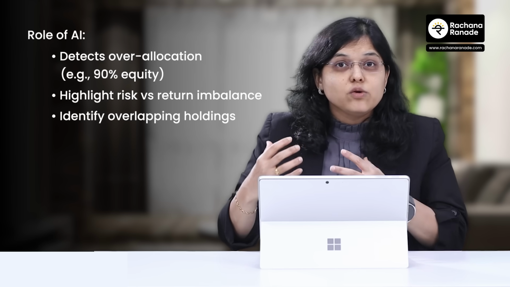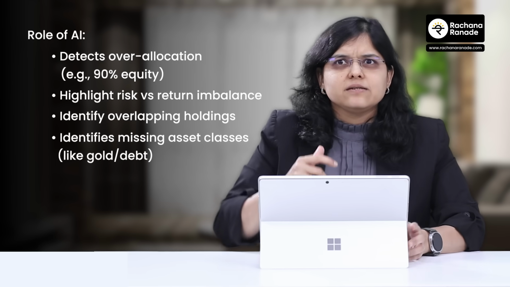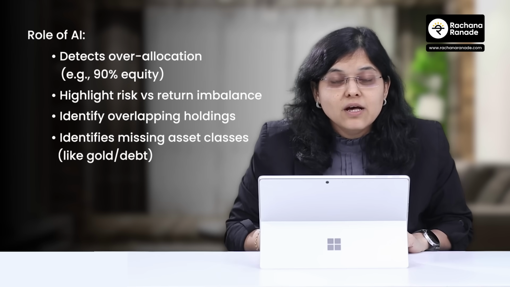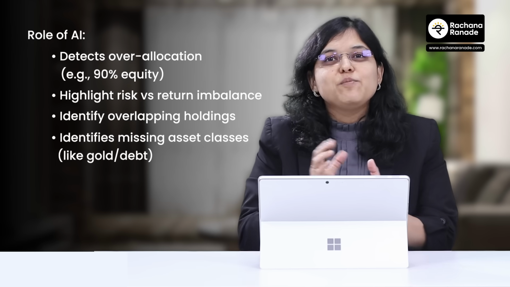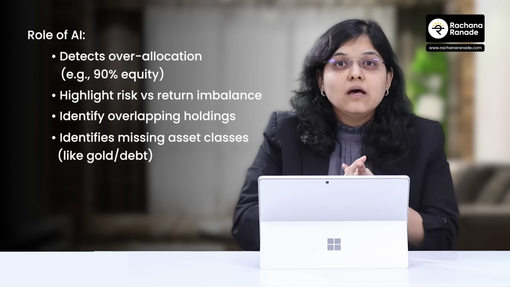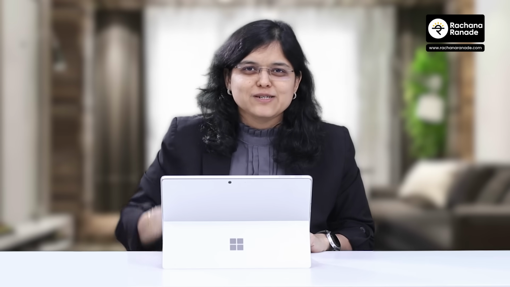In fact, AI can also tell if there is any missing asset class. Let's say you have not input gold. It can say that have you missed inputting gold? So all these things AI can help you out with. So I hope with this you have understood first use case, asset allocation is ticked off. First pillar is clear. Second pillar is what we are going to discuss in the next section of the video.